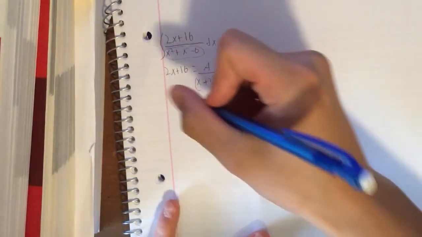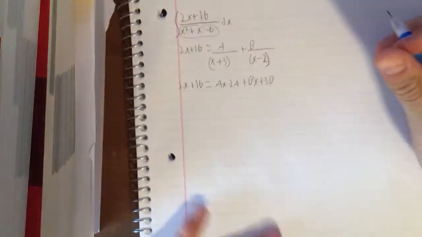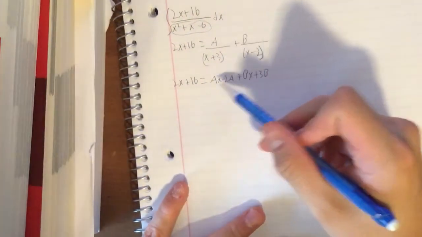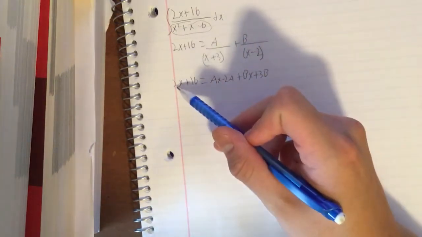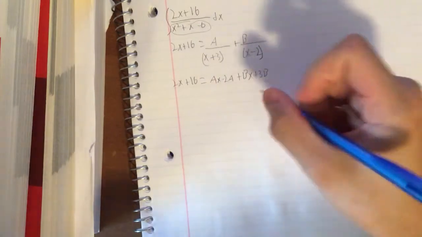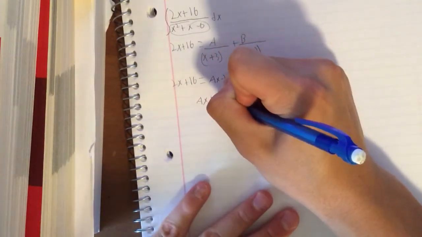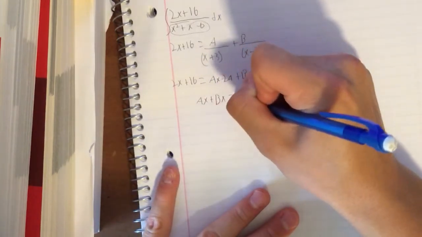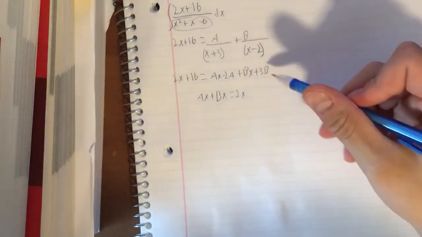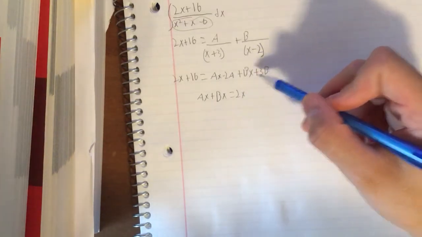And this is still all equal to 2x plus 16. So from here, the x's on this side are equal to the x's on this side. So what we can do is we can go ax plus bx equals 2x. And that also goes the same for just the standard number, so negative 2a plus 3b equals 16.